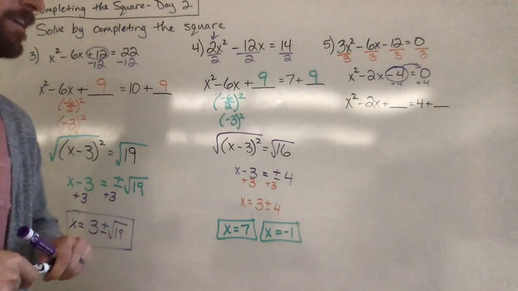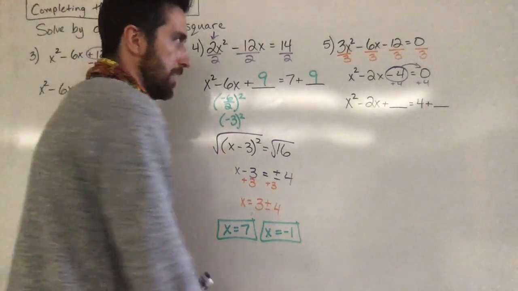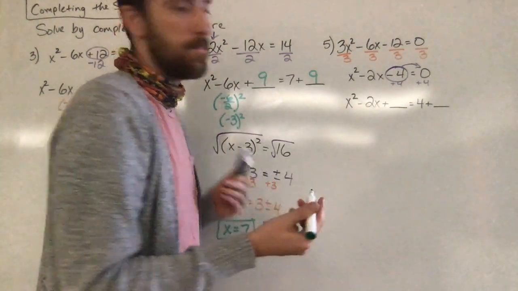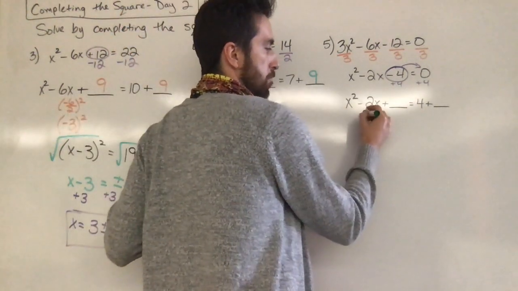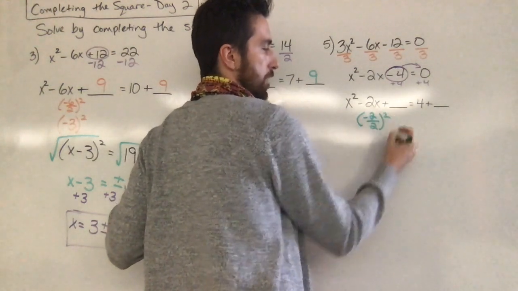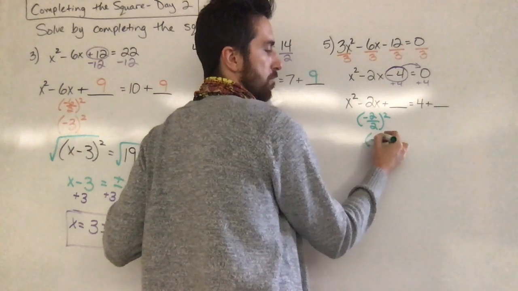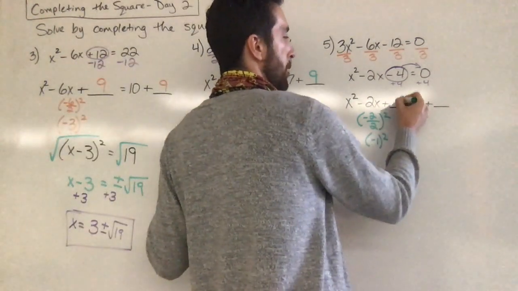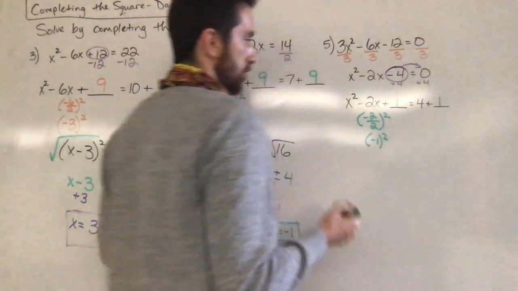How do we find the blank? Mr. Plan, how many times are you going to ask us? This is probably the last time. Take your b, which is negative 2, divide it by 2, and then square it. Negative 2 divided by 2 is negative 1, and negative 1 squared is positive 1. Plus 1, plus 1.